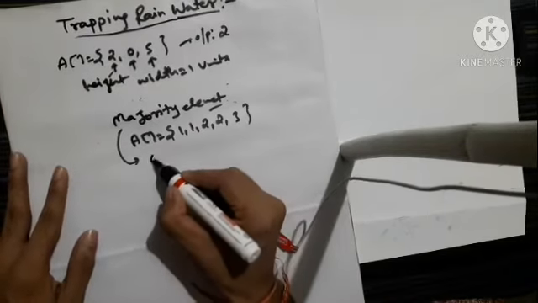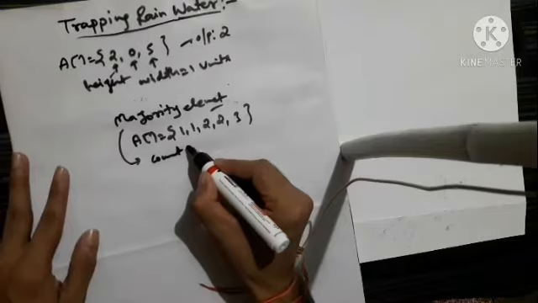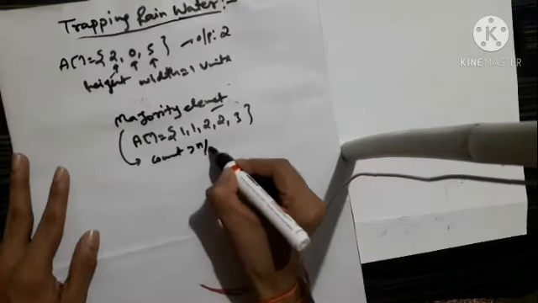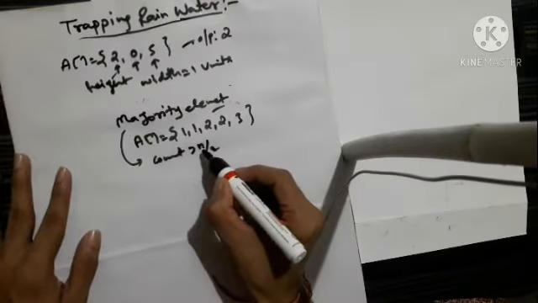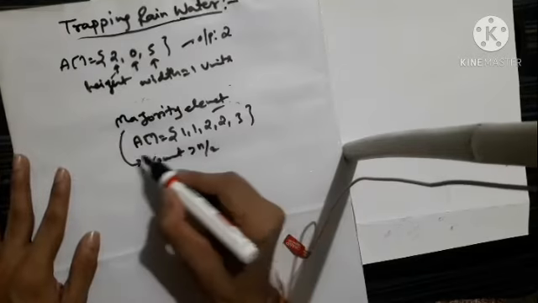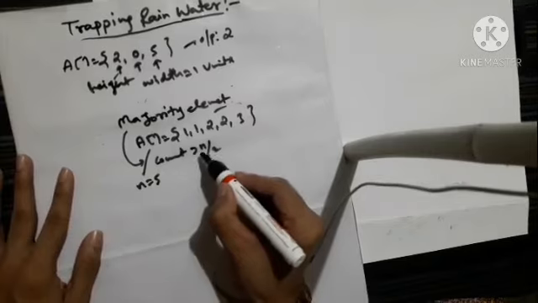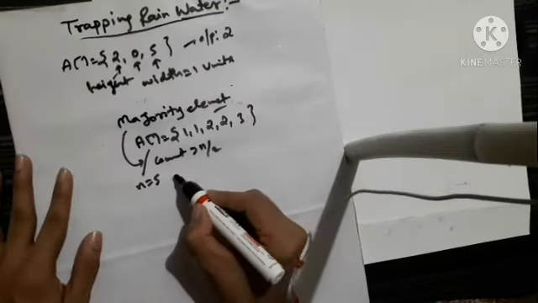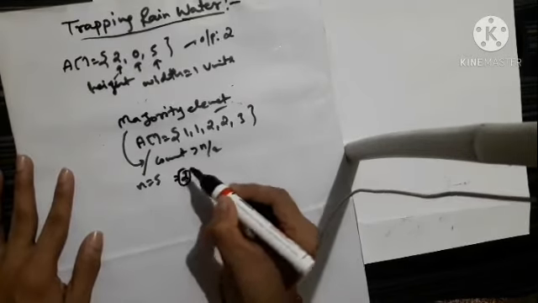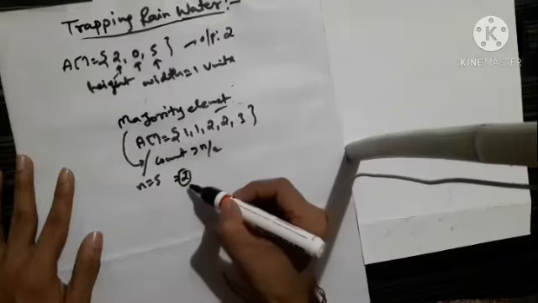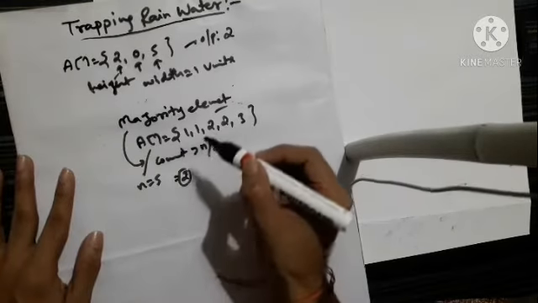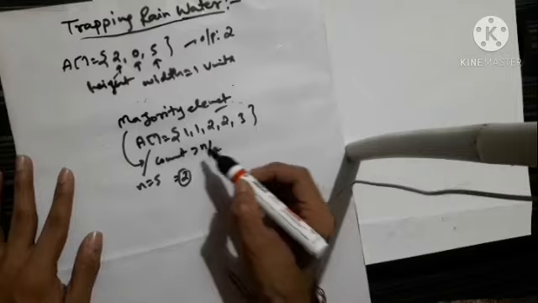only that element which has a count greater than n by 2, where n is the number of elements in the array. So 1 2 3 4 5. For this particular array the value of n is 5. Okay, and if we try to do 5 by 2, then we will definitely get 2. So if any element which is present in this array more than 2 times, then definitely that element is a majority element.